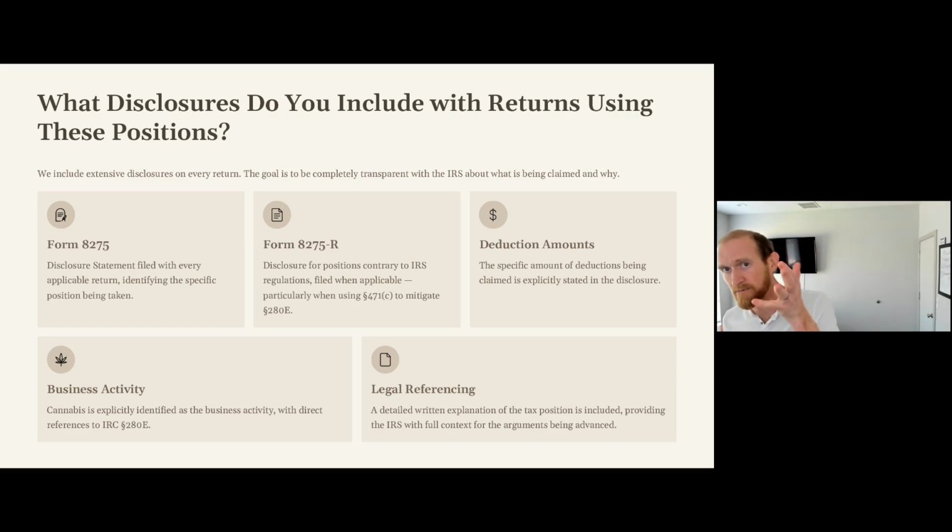8275R, I think, would be the one that you would write your three-page legal write-up about, you know, within the meaning and all that stuff. You include the deducted amounts. You tell them, like, hey, this is the amount that I'm disputing. You make sure your business activity is on there. You don't say things like retail sales or something. You don't try to cop out and not tell the IRS what you're doing.